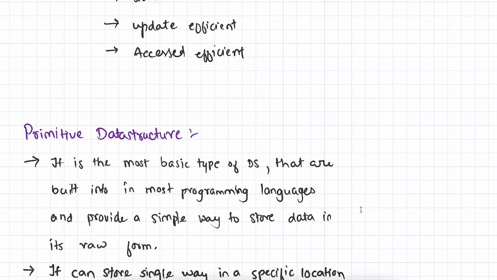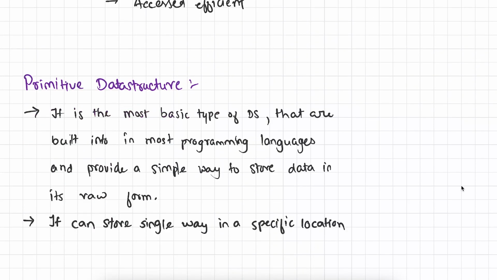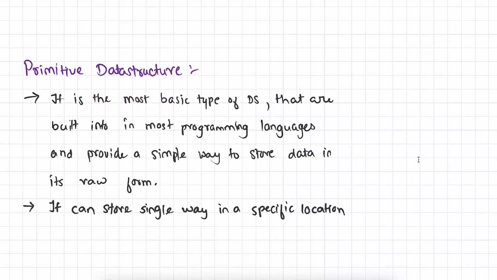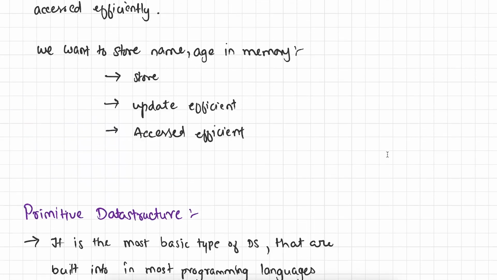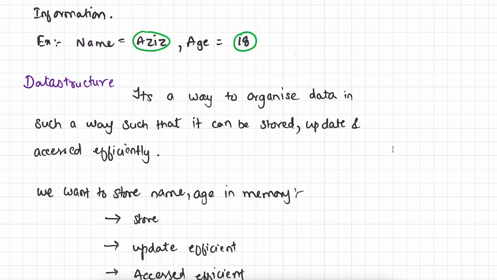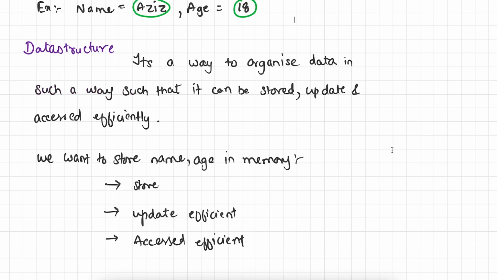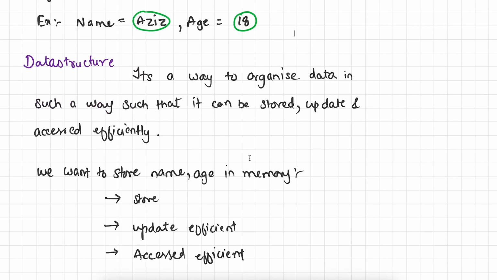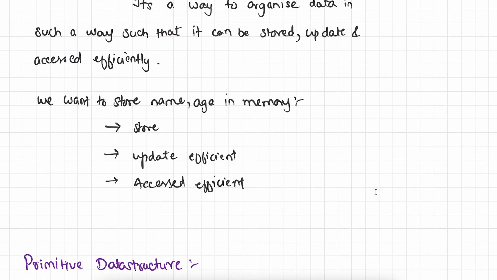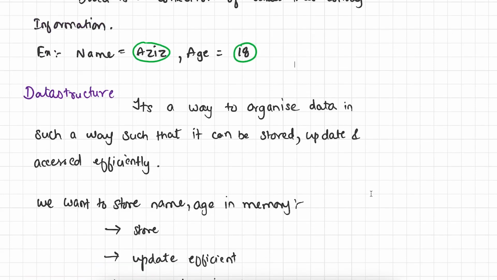But what does it mean by primitive data structures? A primitive data structure is the most basic type of data structure built into programming languages, and it provides a simple way to store data in its raw form. Let me explain it in a better way. Till here we understand that Aziz and 18 are data, and there is something called a data structure that is used to organize and store this data. But the problem is we do not know which type of data it is. We know that 18 is a number and Aziz is a string, but the computer doesn't know that 18 is a number or Aziz is a string.